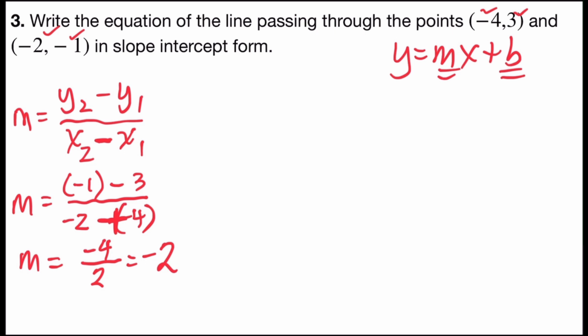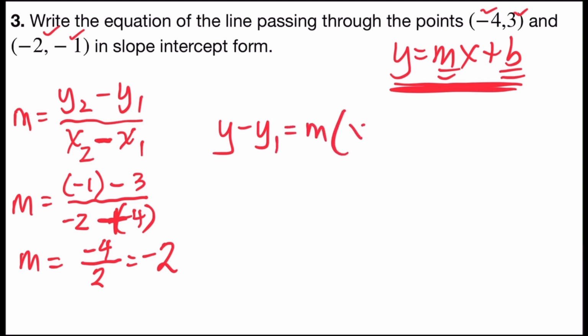And now I can use the point slope form and then transform to the slope-intercept form. So the point slope form is y minus y sub 1, or the first y-coordinate, equals slope times x minus x subscript 1, or the x-coordinate. I can use either of the 2 points. I'm going to choose the first point just because it only has one negative instead of 2, and that gives me less chance for error.